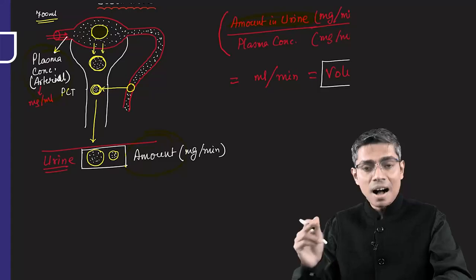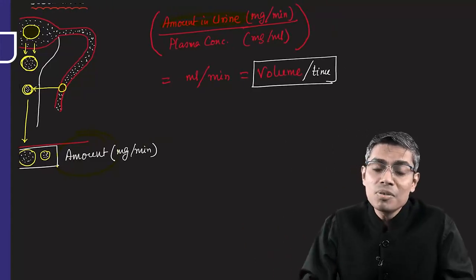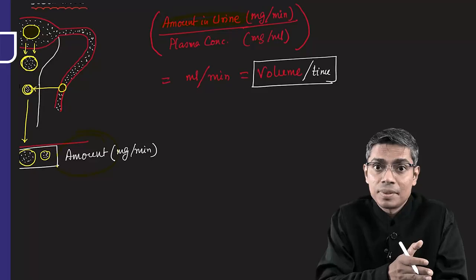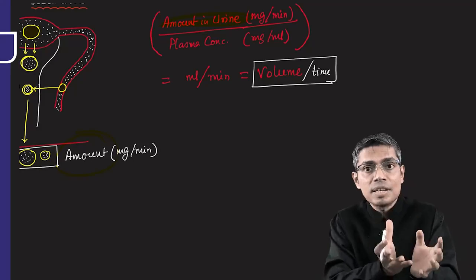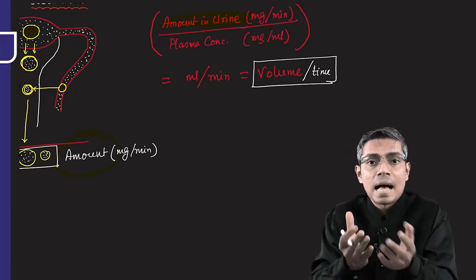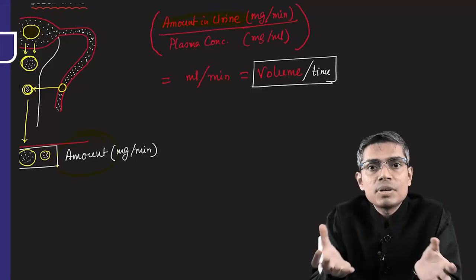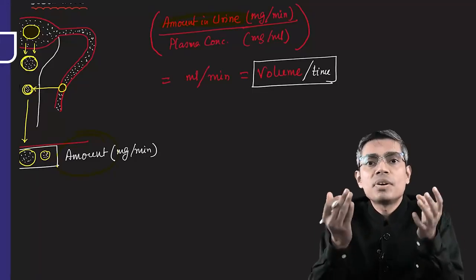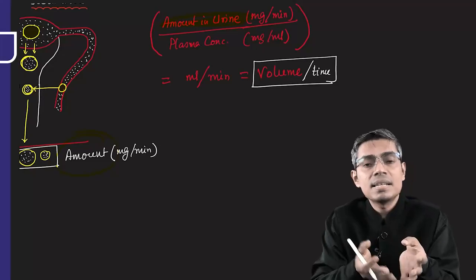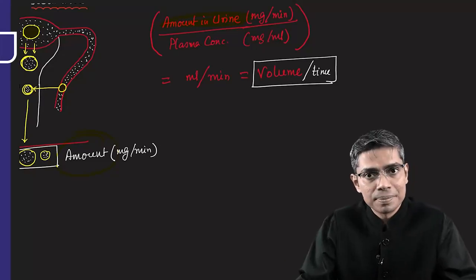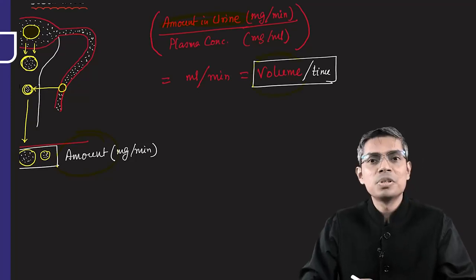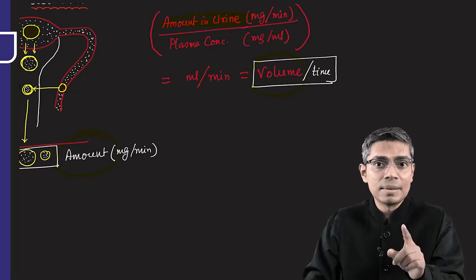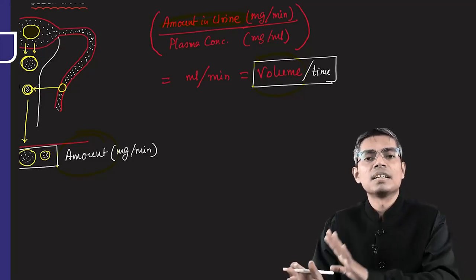This way, we are calculating the volume which is getting cleared, not by a direct way but by an indirect way, by dividing the urinary amount upon your plasma concentration. If you divide the amount upon concentration, you get a volume. And by definition, it is the volume of plasma which is getting cleared in unit time through a single circulation at the level of the kidney.